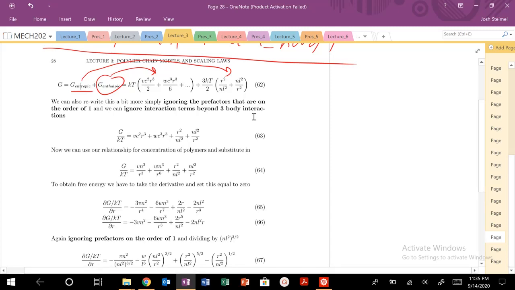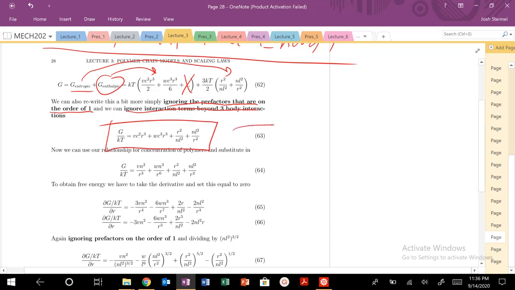So for the rest of this derivation, we are going to move forward and rewrite this expression, but we are going to ignore prefactors that are on the order of 1, and we're going to ignore interaction terms that are beyond 3 body interactions. So these are automatically canceled out. If we rearrange this equation, divide out by kT, and ignore those prefactor components, we get the following relationship right here.